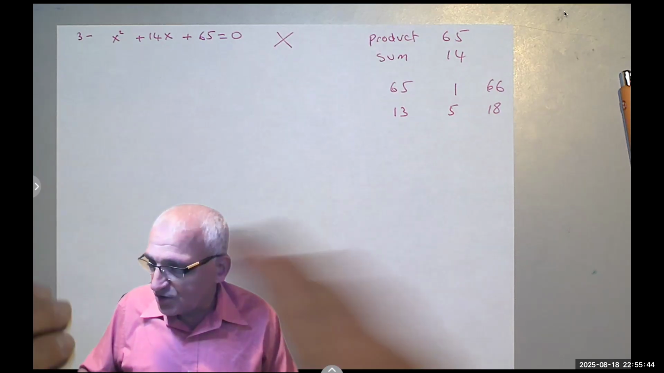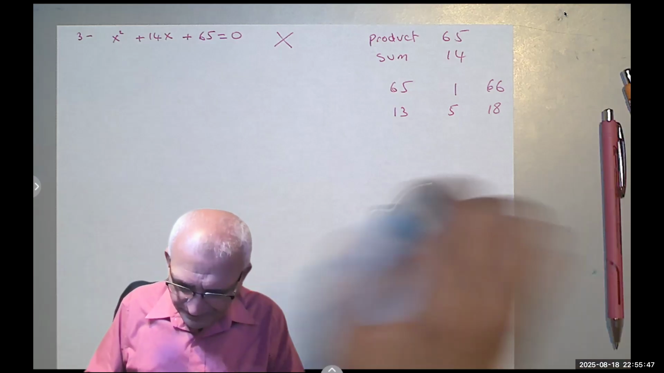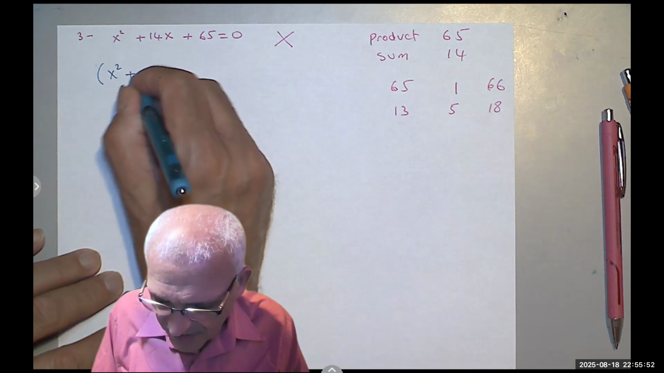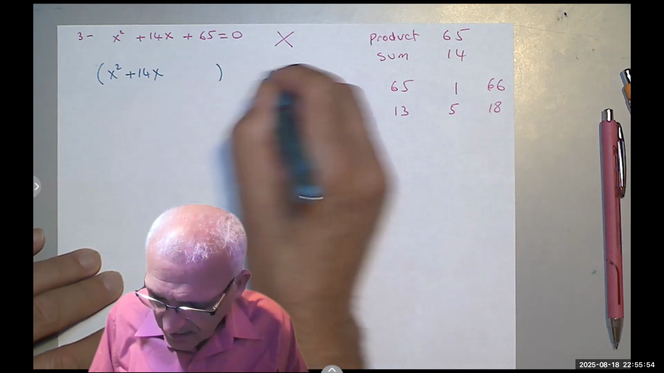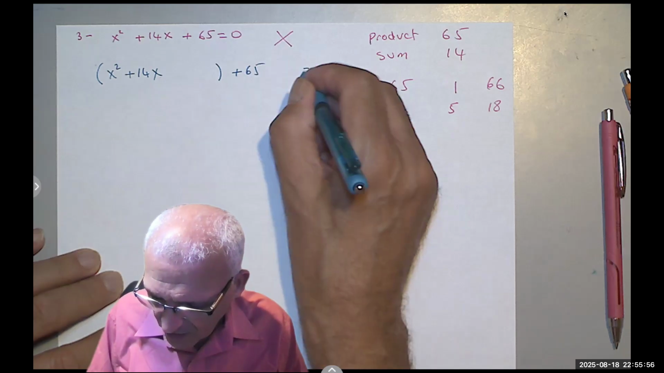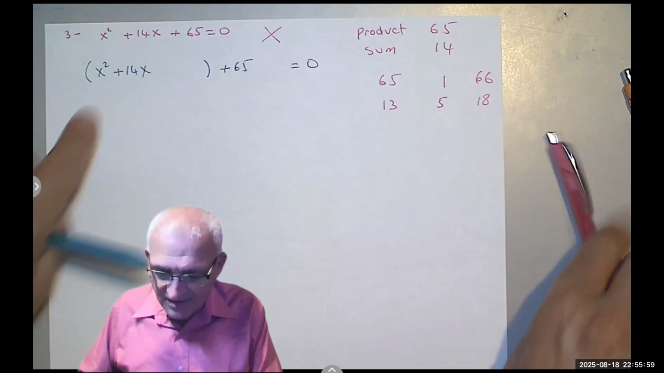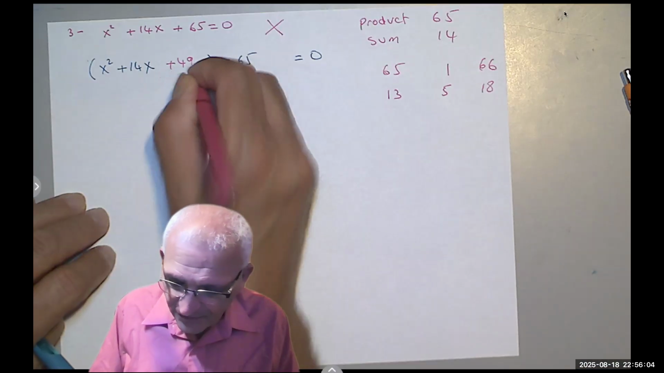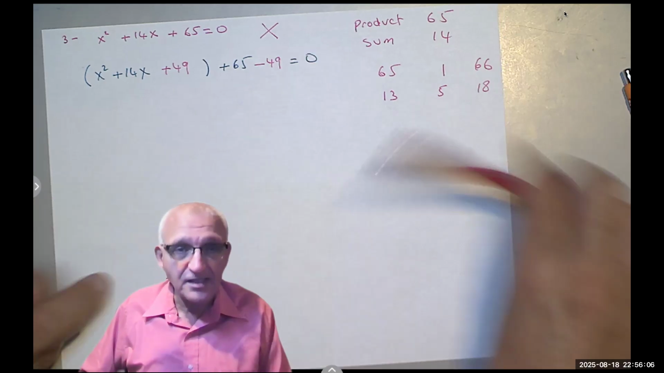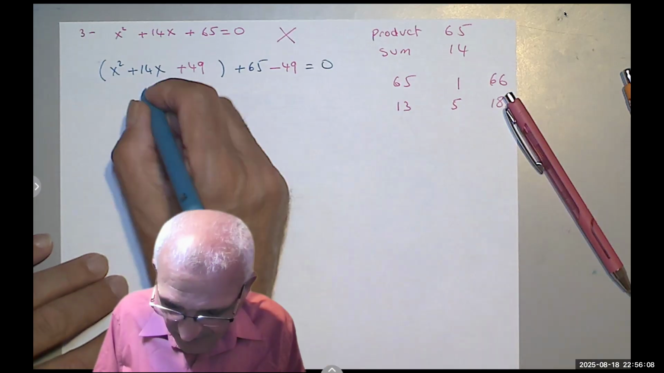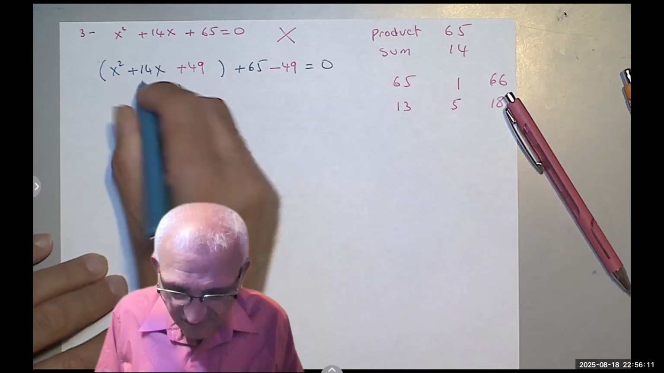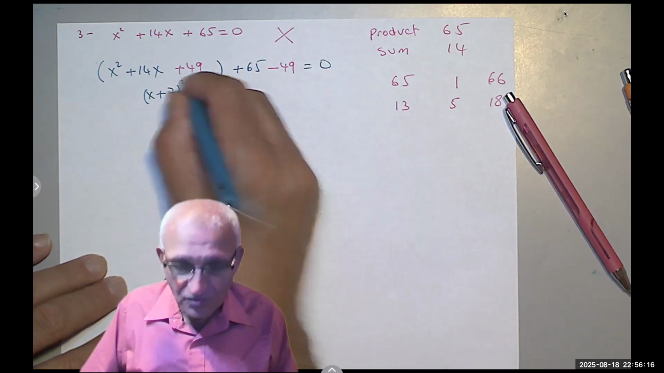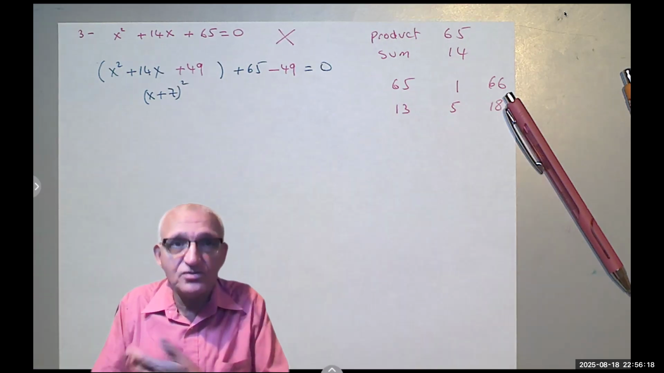So in this case, I'm going to complete the square. x squared plus 14x plus 65 equals 0. I'm going to divide this by 2. I get 7. Square it, I get 49. I added 49, so let me subtract 49. This would be x plus 7 squared. Again, I divided positive 14 by 2. I got positive 7, so no check. I already used it to complete the square.